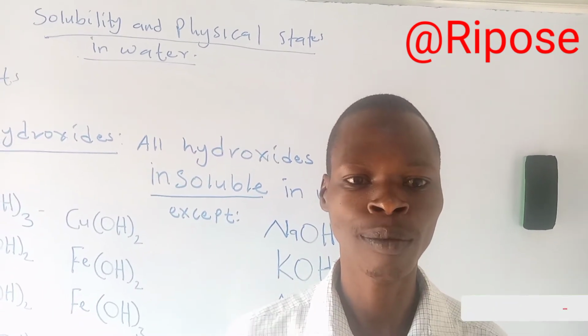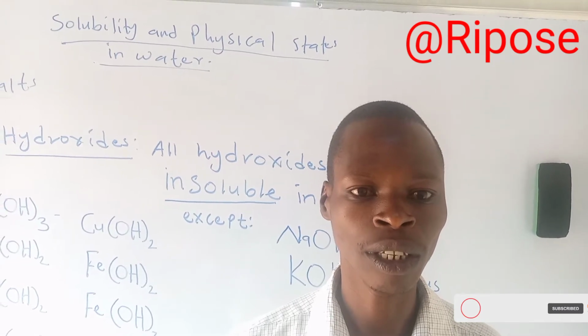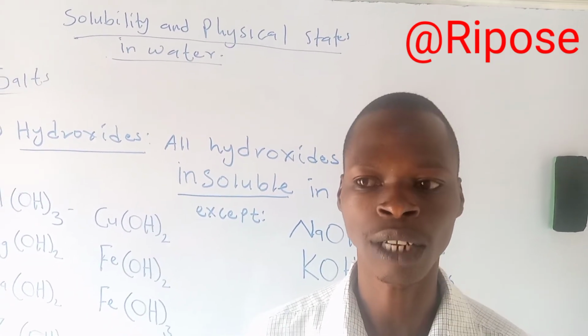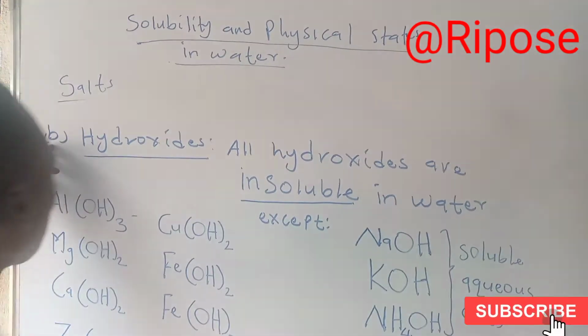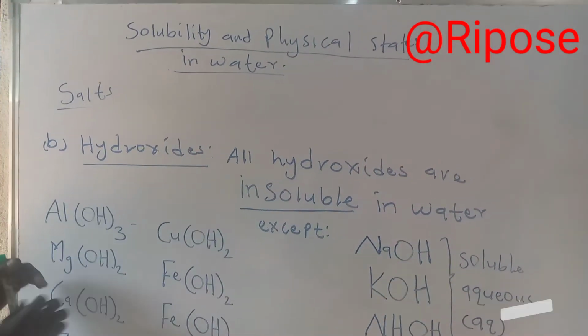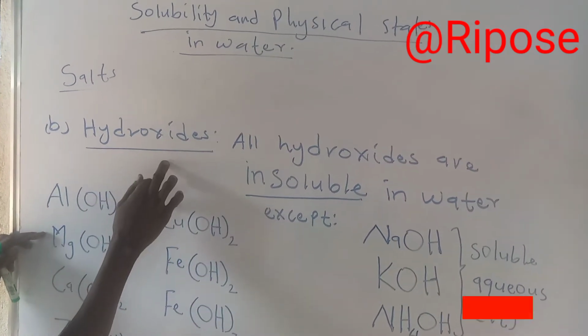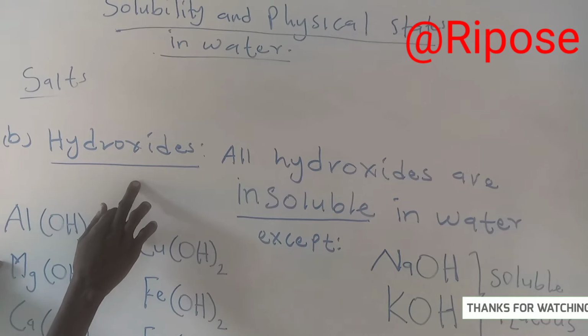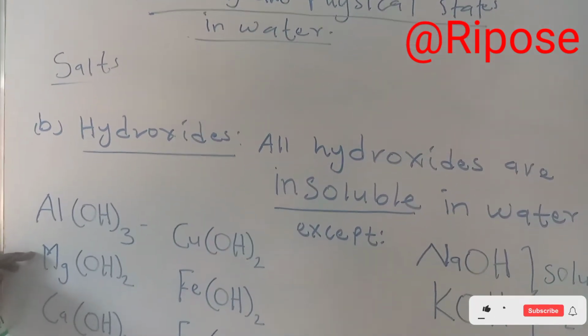Today we are going to talk about solubility and physical state again. That is part B for hydroxide, which is a salt. The other time, part A, we talked about chlorides. But now we are going to talk about part B, hydroxide, that's a salt. So we just said hydroxide. When you say hydroxide, hydroxide is a common factor here.